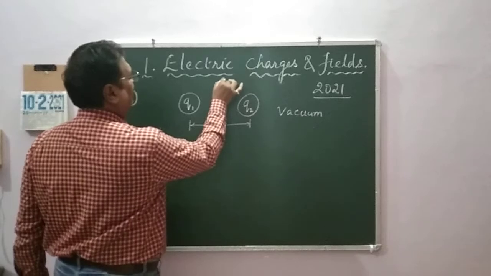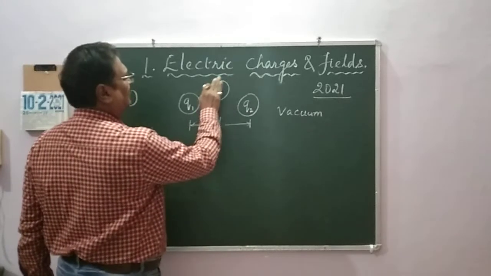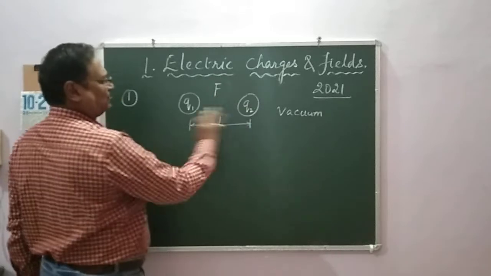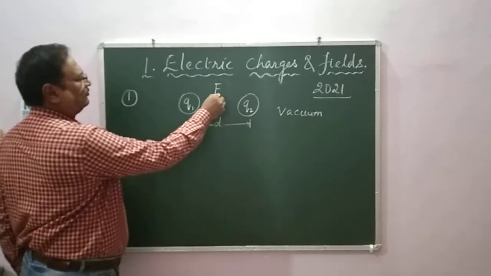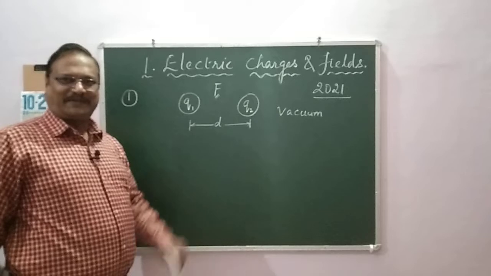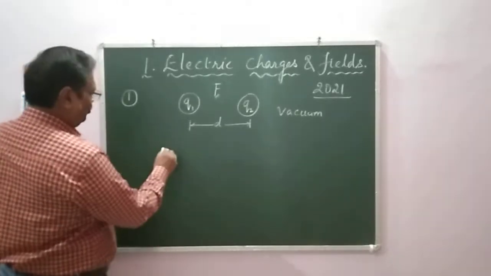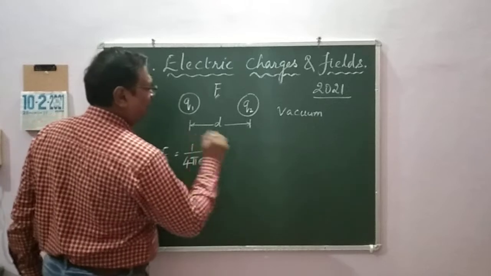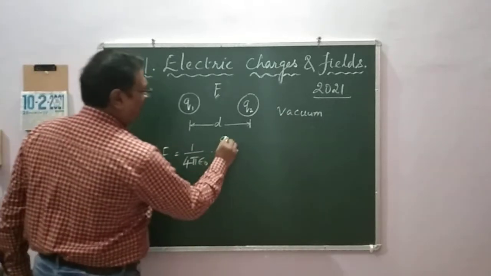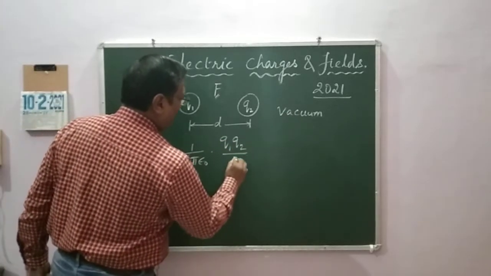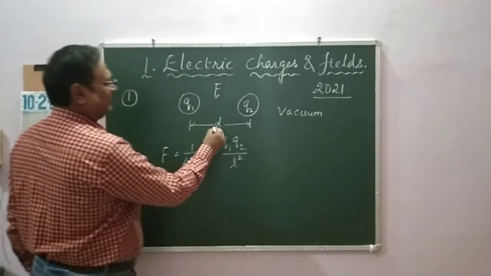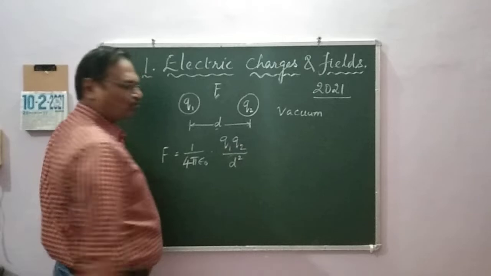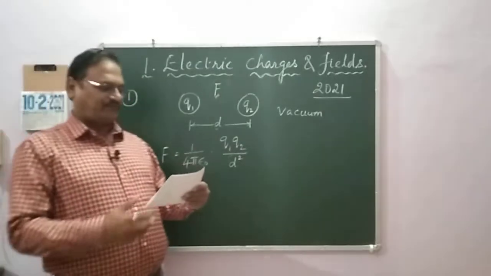The force is F. Let me remove this circle because I have used circle for the charges. Now, the force is F. What comes into your mind? Coulomb's law. So F is equal to 1 upon 4 pi epsilon naught, because it is in vacuum, Q1 Q2 upon r square. And here the distance is d, so instead of r, I can substitute d square. This is the first part of it.